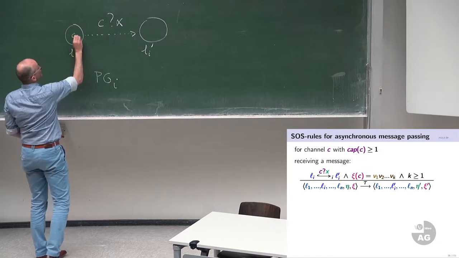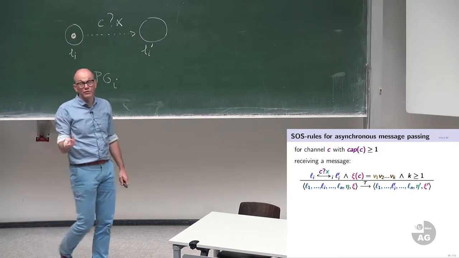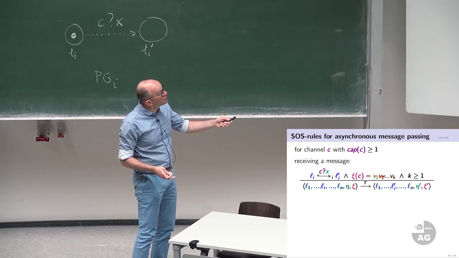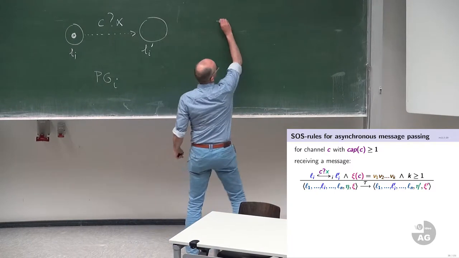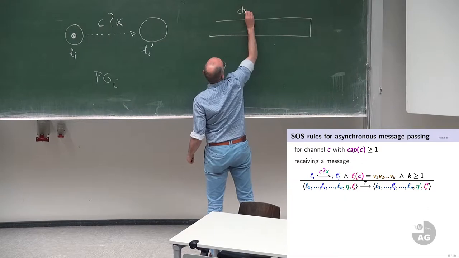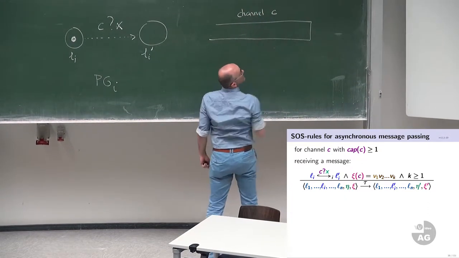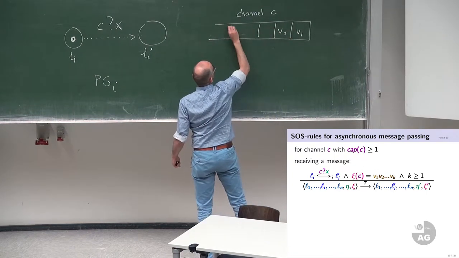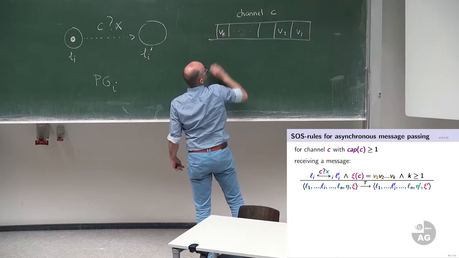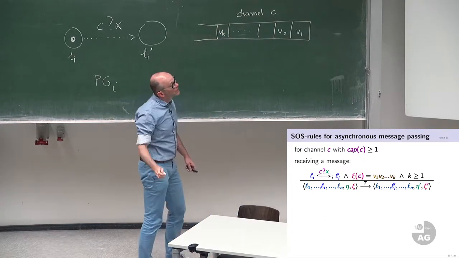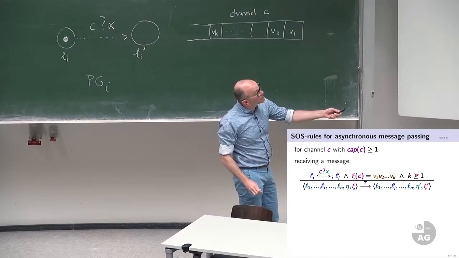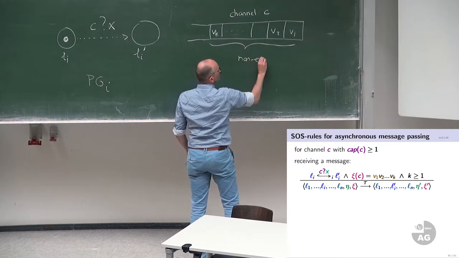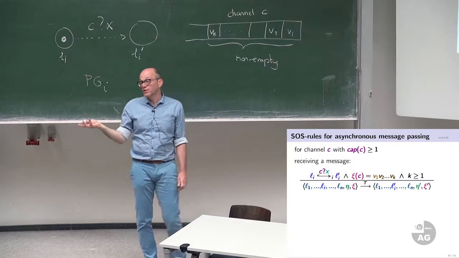What do I know? Currently, this program graph is here, so that's the current value of the program counter. And for the rest, I know that the current content of C is V1 up to VK. So here is my channel C. Channel C has apparently the values V1, V2, dot dot dot, to VK. And we know that K is positive. That means that this string is non-empty. Your mailbox has at least one message.